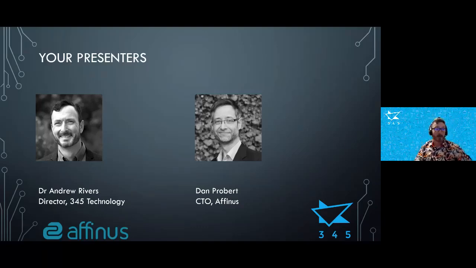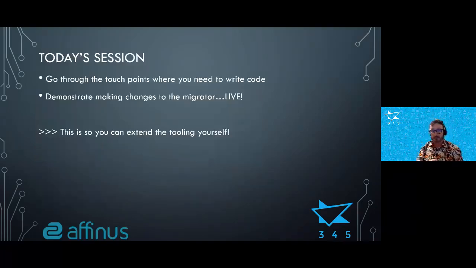So what we're going to cover in today's session is the touch points where you need to write code. So if you want to actually get the BizTalk Migrator to do something that it doesn't do already, where do you need to touch it to write code?